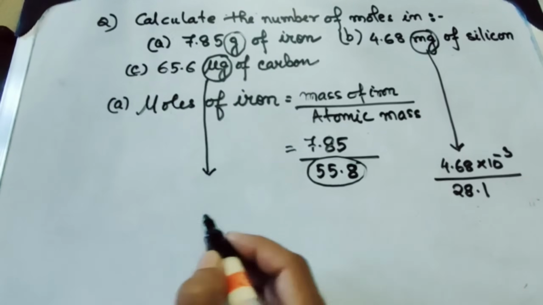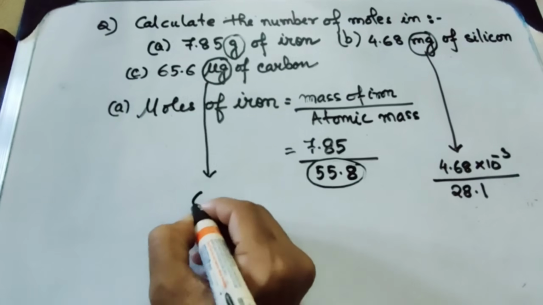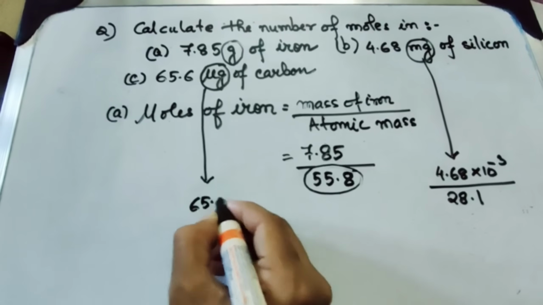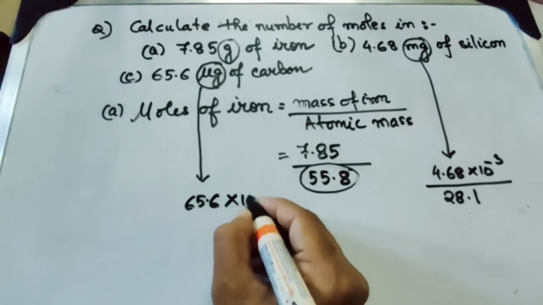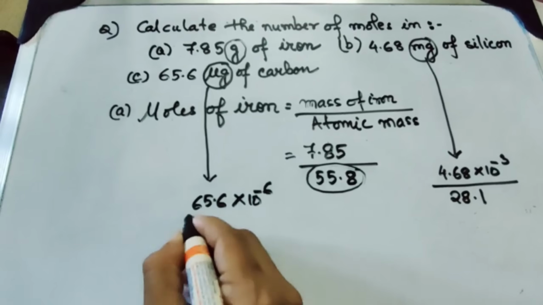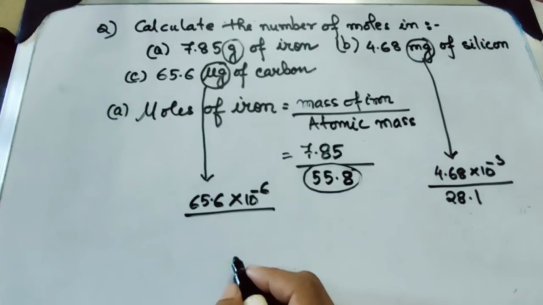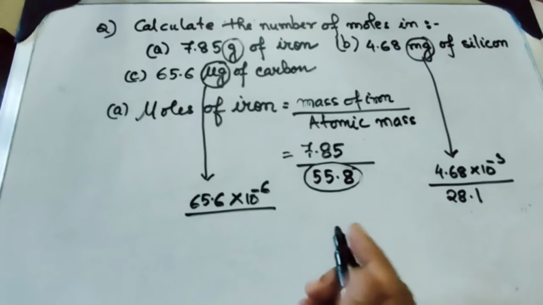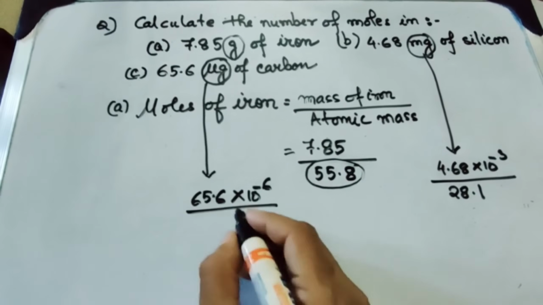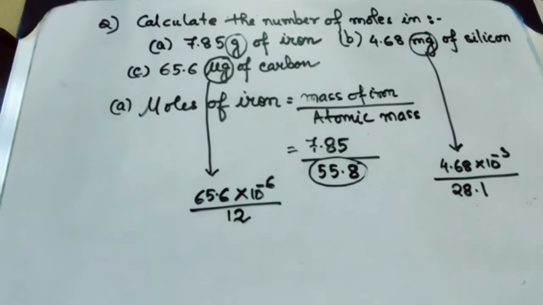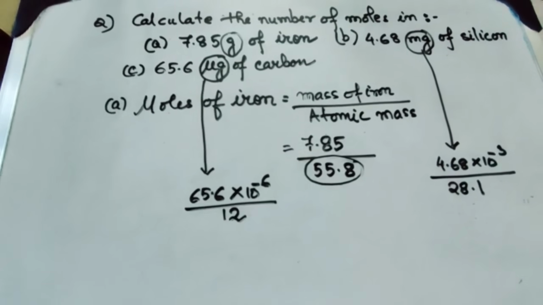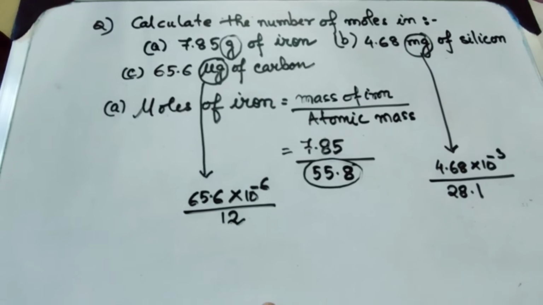So if it is given in mu g, we'll consider it 65.6, convert it to gram, 10 to the power of minus 6, divided by, for one atom, the atomic mass of carbon, which is equal to 12. So 65.6 into 10 to the power of 6, converting it to gram, by 12.